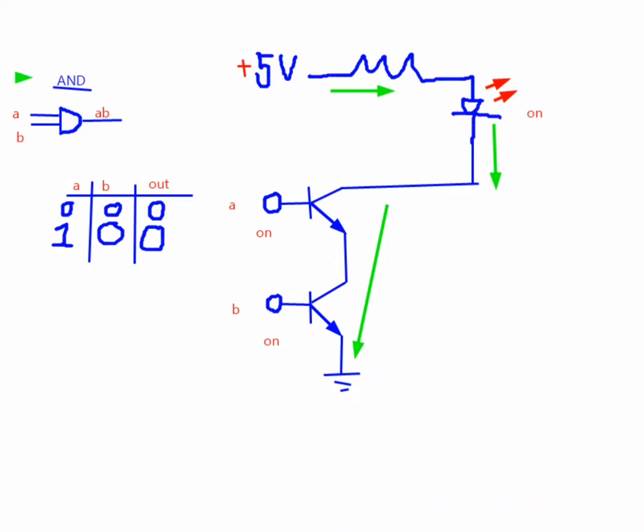That's why we have AND. The only way the output can be in an on state is if input A and input B are in the on state. Even if B is on and A is off, no current can flow to the LED. Only if A and B are on.